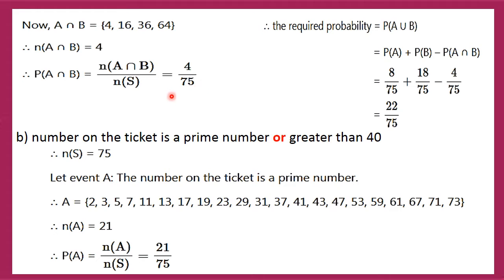Now the required probability, that is, the probability that the number drawn is a perfect square or divisible by 4, is P of A union B, since union is related to the word or.